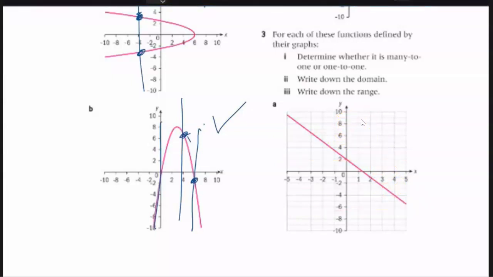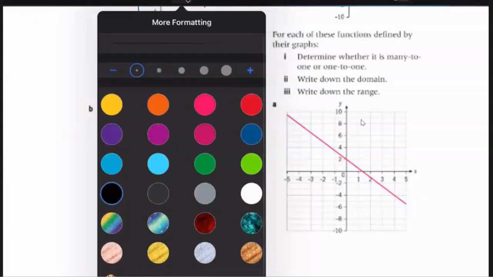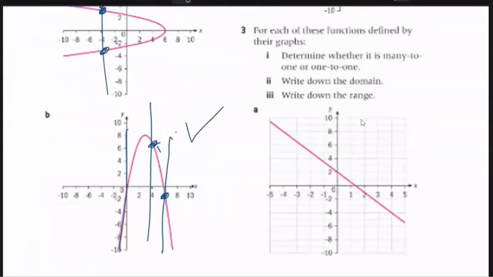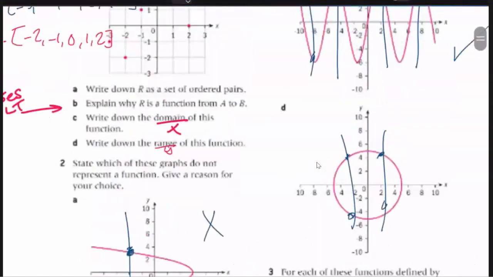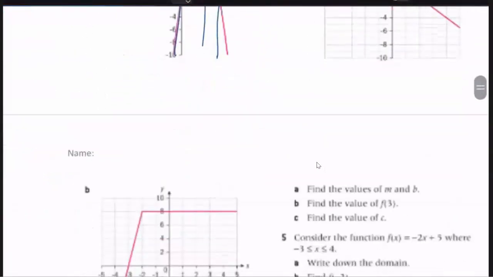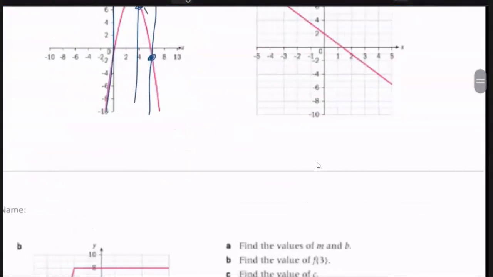So the first answer for number 3 is 1 to 1. And then we have to write down the domain. Similarly, domain is all possible x values. This is a continuous function, so for this one, since it's not separate points, I do not write my domain as a list. I'm going to write my domain as an inequality.